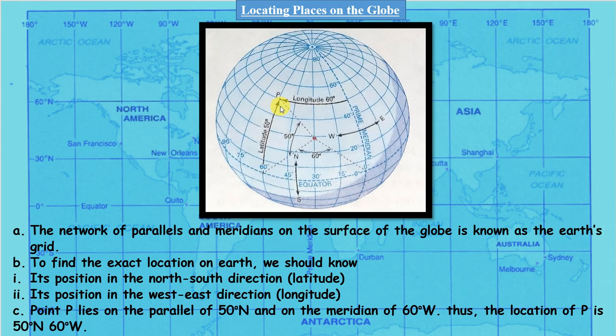If we are finding it in terms of parallels, then we have to see vertically. So it is lying between the 40 degree and 60 degree, that is 50 degree. So the position of P is 50 degree latitude, and let us find out the longitude.